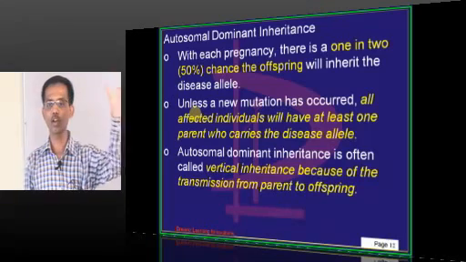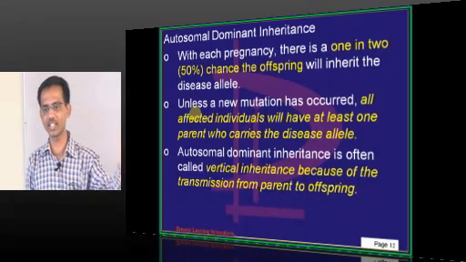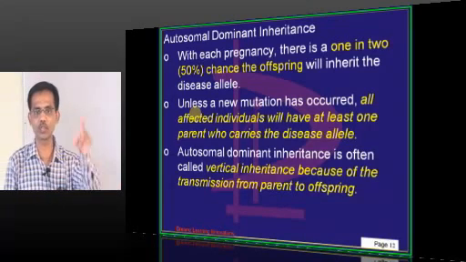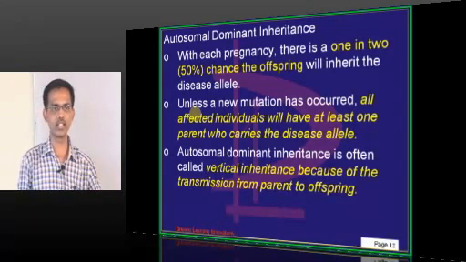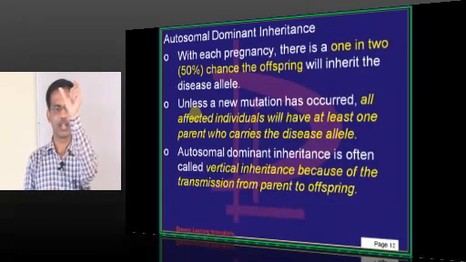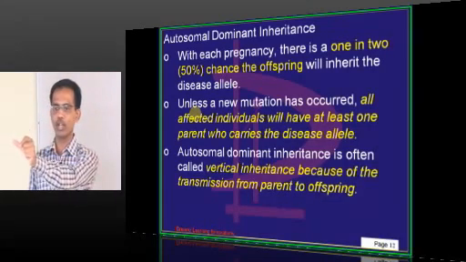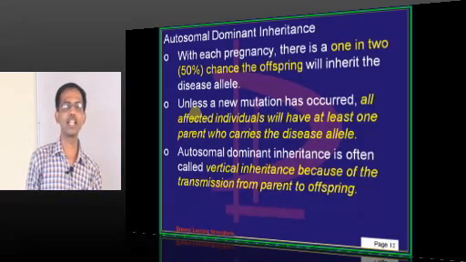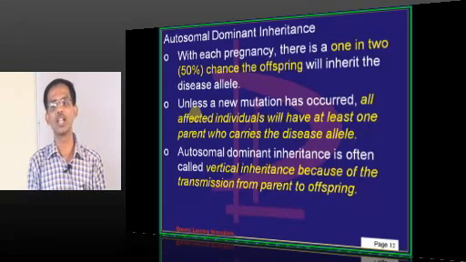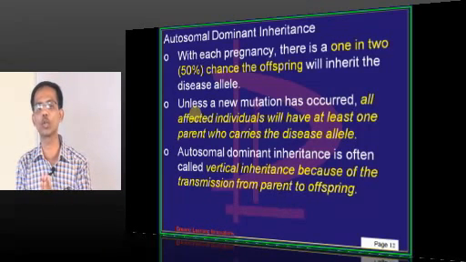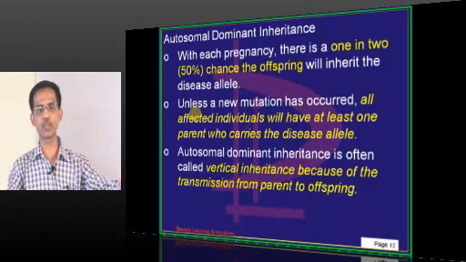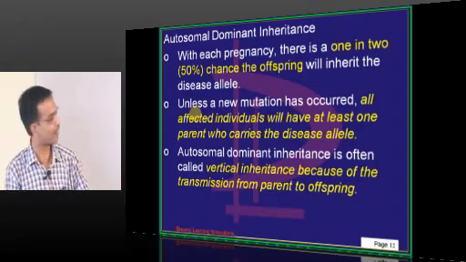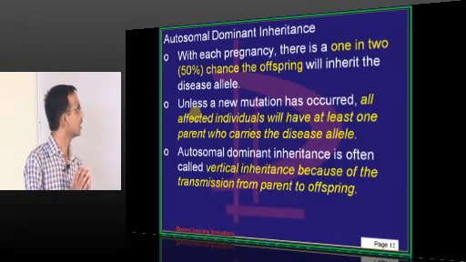It depends on whether both parents are having the disease or only one of the parents. Whether it's male or female doesn't make a difference, right? Because we are not going to write XY here. It's not a sex-linked disorder. Capital A, small a, and small a, small a means only one parent is affected, the other parent is not affected. In each pregnancy, if there is not a new fresh mutation, then there is a 50% chance. So, if a couple has four children, half of them, two, will be affected by the disease, unless there is a new mutation.